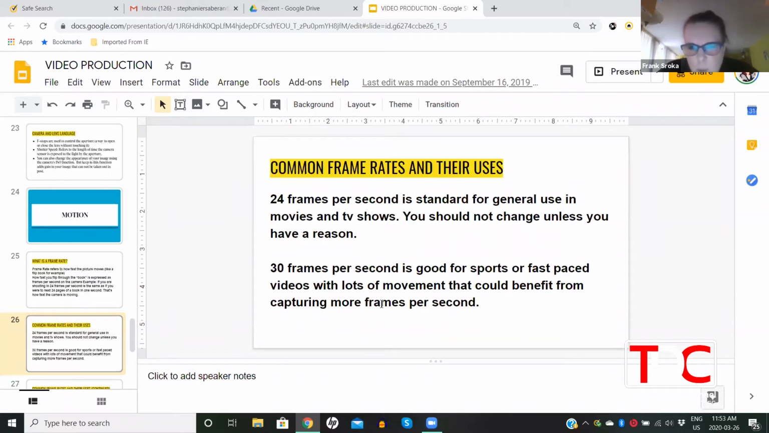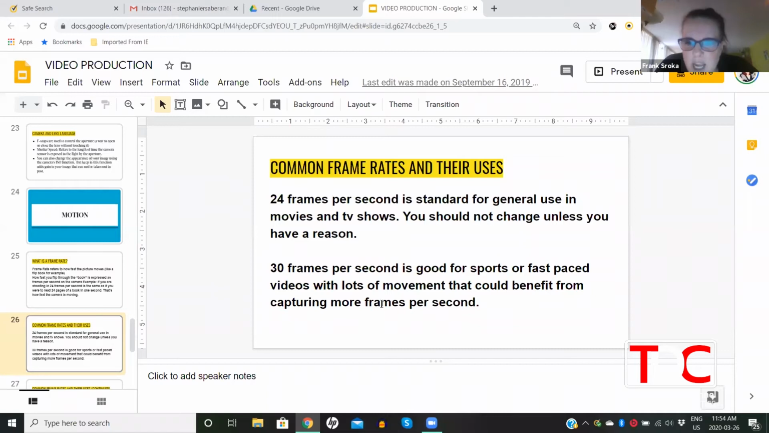So, common frame rates and their uses. This is exactly what Chris was just talking about. 24 frames per second is standard for general use in movies and TV shows. We're mainly talking about video here as opposed to still photography, but it obviously affects still photography as well if you're doing a continuous shoot.